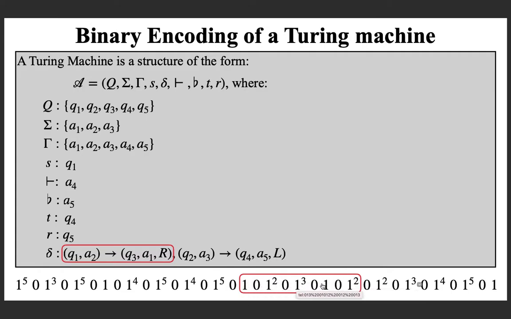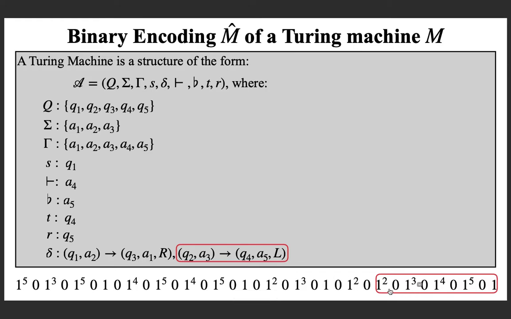5 representations are there for the components, and they are separated with a 0. And the next transition, that is if you are in the second state, and if you are reading the third alphabet, you change your state to the fourth state, you replace the third alphabet A3 with A5, and you move to the left. So that is a binary encoding of a Turing machine.